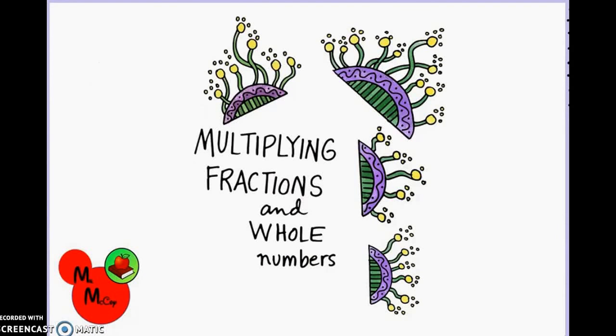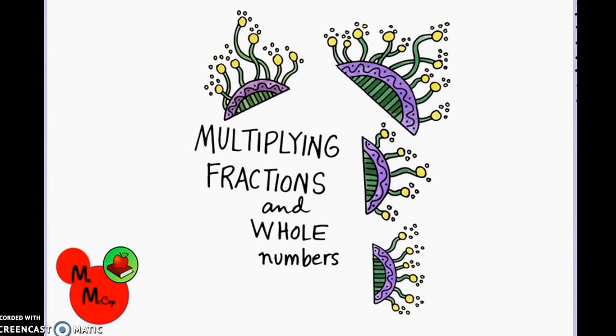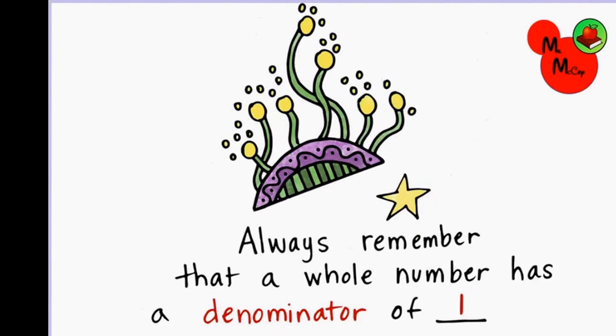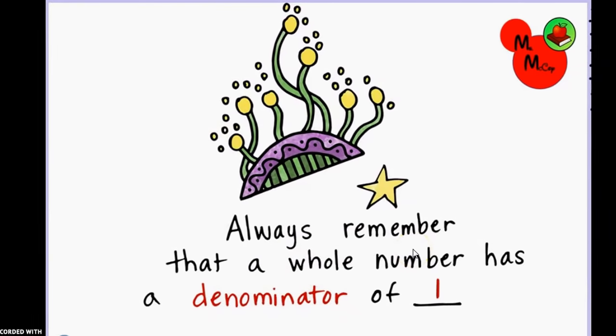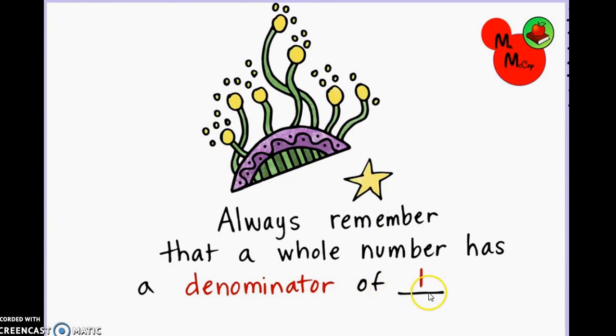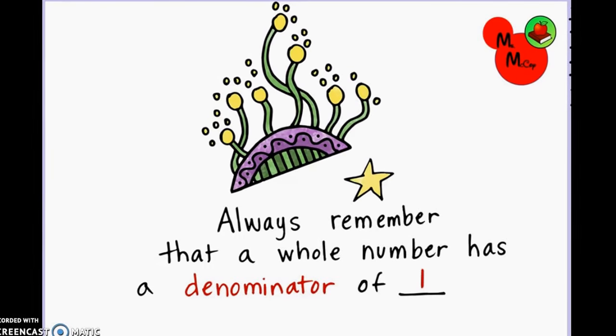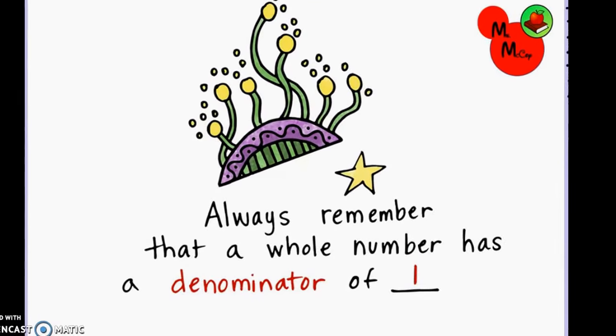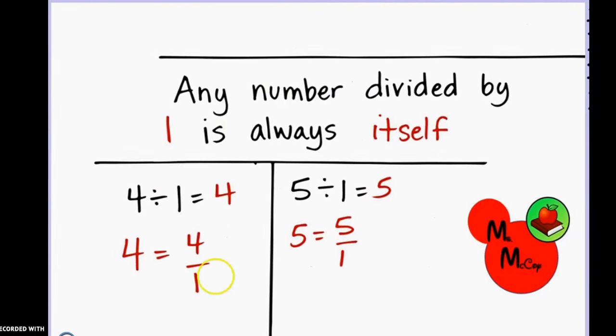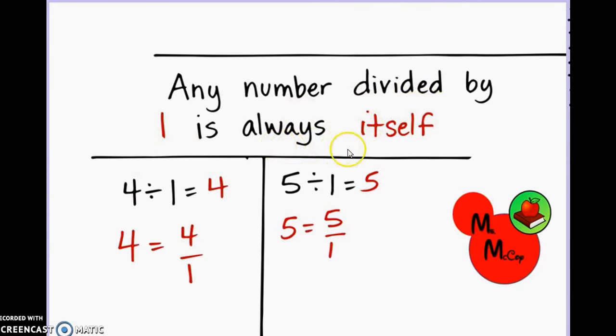Okay, so multiplying fractions and whole numbers. Always remember that a whole number has a denominator of 1. The denominator is the lower number in the fraction, and the top number is called the numerator. Any number divided by 1 is always itself. For an example, 4 divided by 1 equals 4. That's why we can use 1 as the denominator.